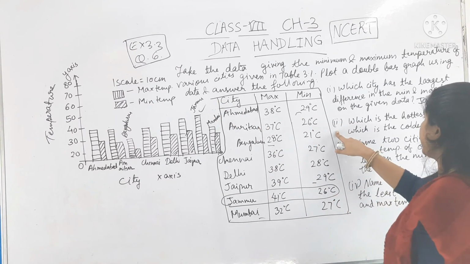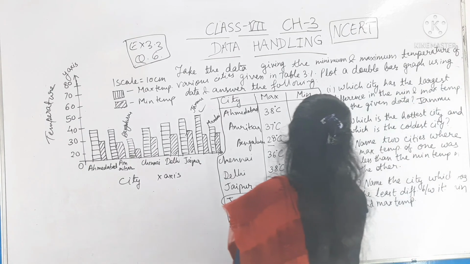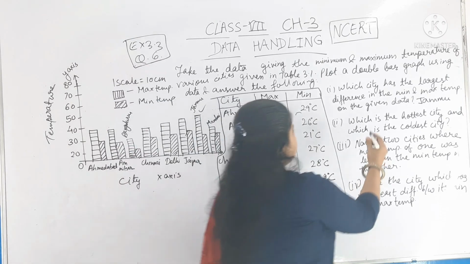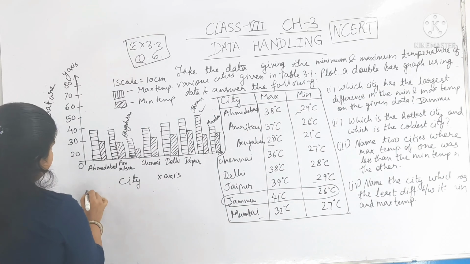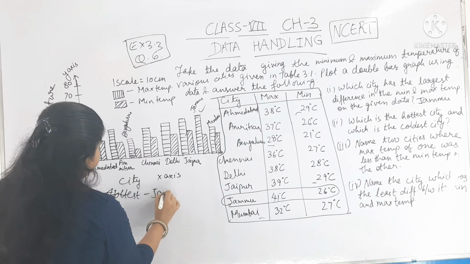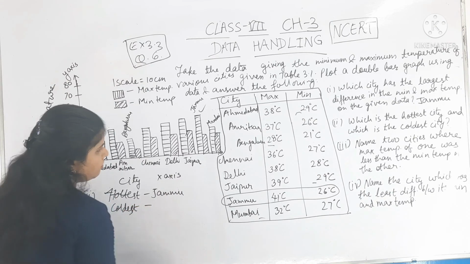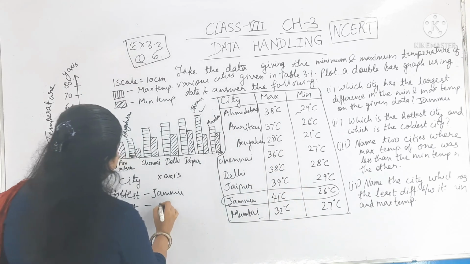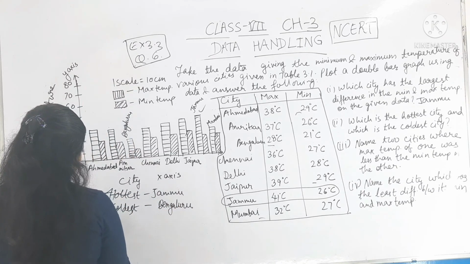Now the second part: which is the hottest city and which is the coldest city? The hottest city is the one with the largest maximum temperature, which is Jammu. The coldest city is the one with the smallest minimum, which is Bengaluru, 21 degrees Celsius. Like this you have to answer from the bar graph.